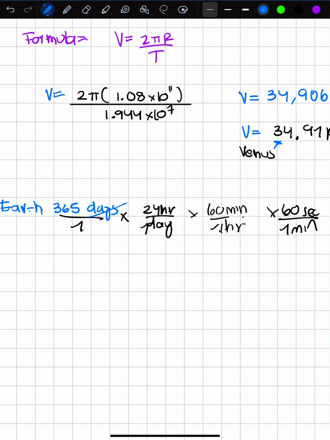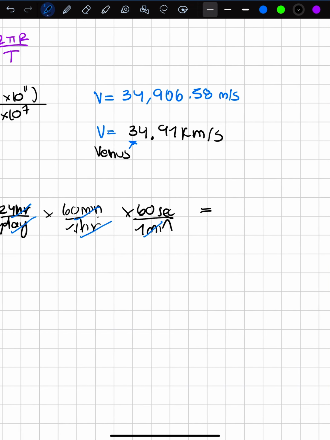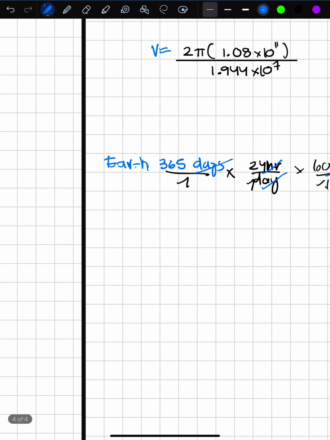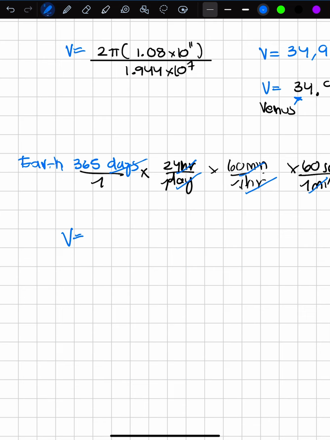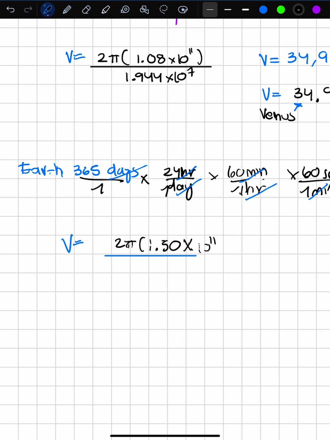We cancel out, we multiply, and then we are left with seconds. And our answer is going to be 3.53 in scientific notation, and then this is seconds. Alright, so let's plug it into the same formula. Now, for this, we have a radius of 1.50. Let's plug that in again, the scientific notation over our seconds, 3.53.